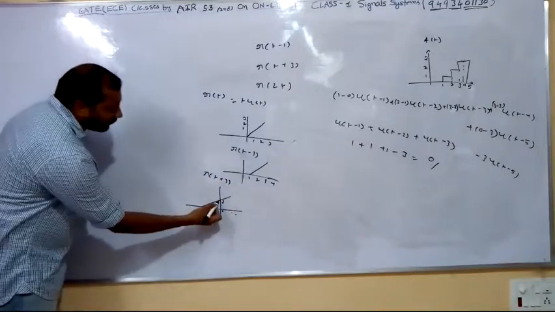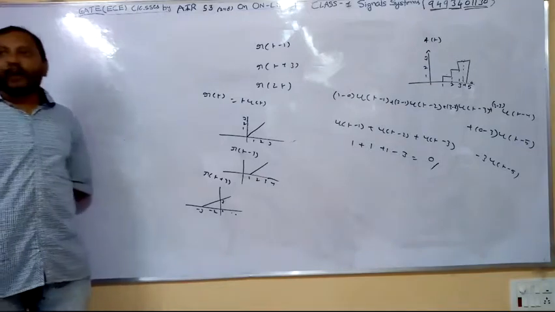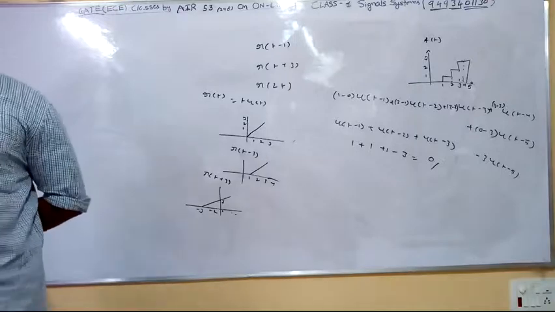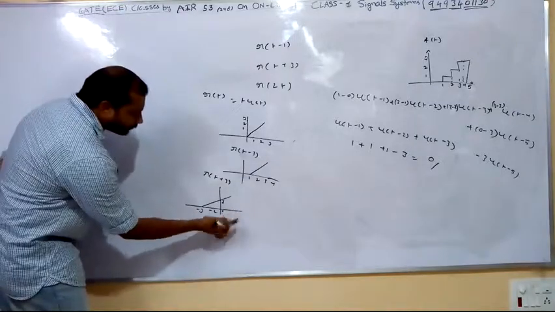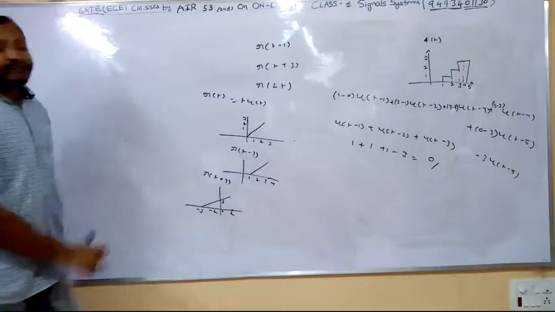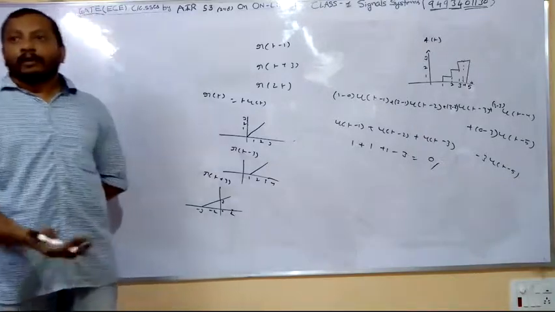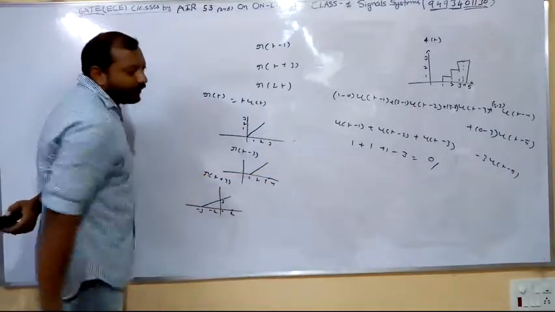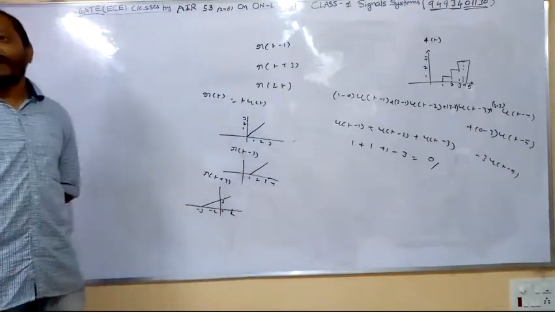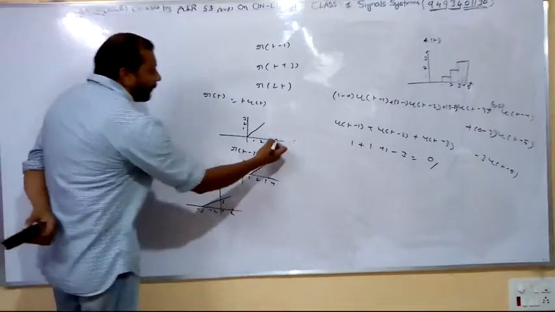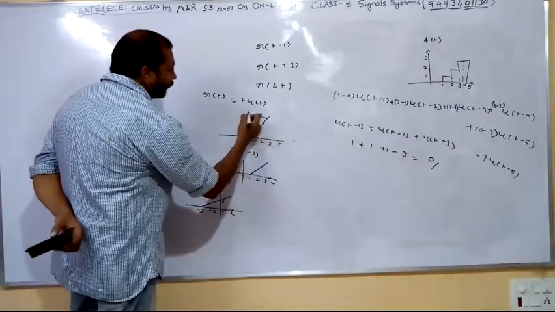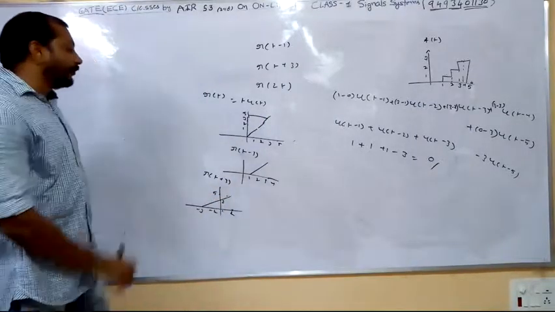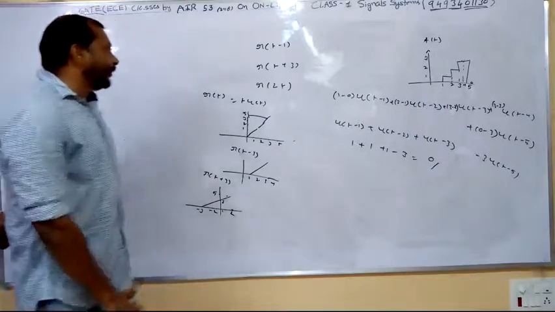They may also ask you, in the expression of r of t plus 3, what is the amplitude at a particular instant? Suppose they ask you what is the amplitude at the instant t equal to 2. Then t equal to 2 is the new instant, and the previous one is t equal to 5. The amplitude at t equal to 5 is 5. So at the t equal to 2 instant, the corresponding amplitude is equal to 5. Like that we can calculate, not a difficult thing here.